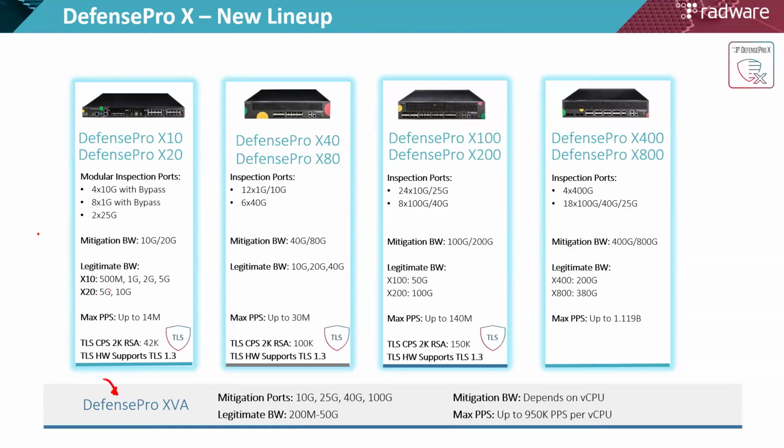Also, we have Defense Pro VA platforms. Defense Pro VA is your virtual platform, so it is software based. The mitigation bandwidth is up to 100 gig and the legit bandwidth is up to 50 gigabits. This can be deployed on your hypervisors and also on public clouds like AWS, etc. So these are your Defense Pro X lineups. They also have dedicated SSL cards, which can do the SSL protection in real time. So these are all the Defense Pro X new lineup available to you.